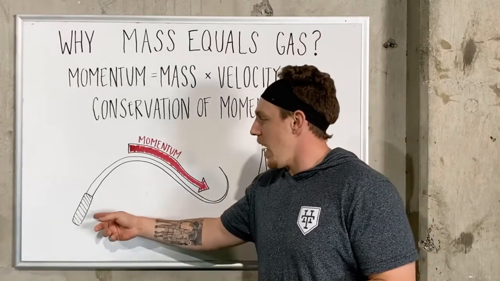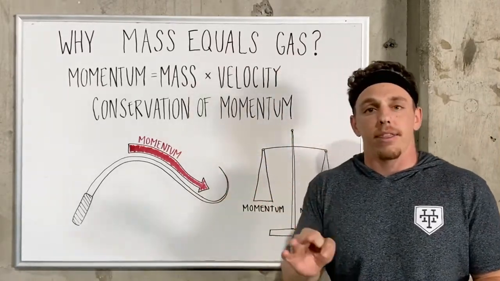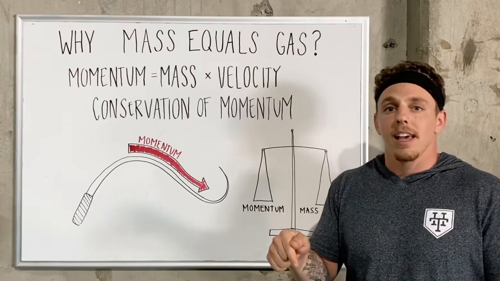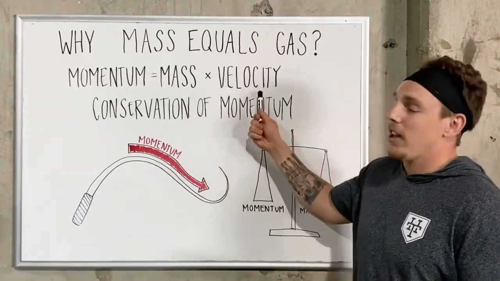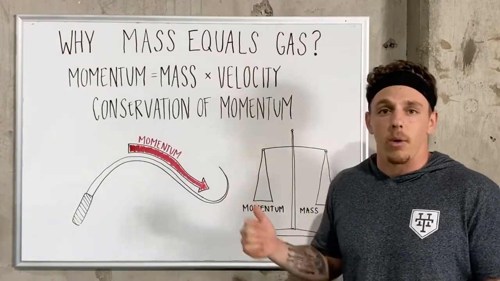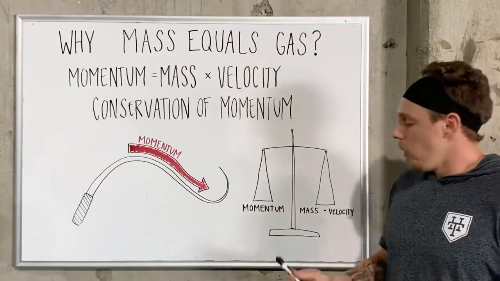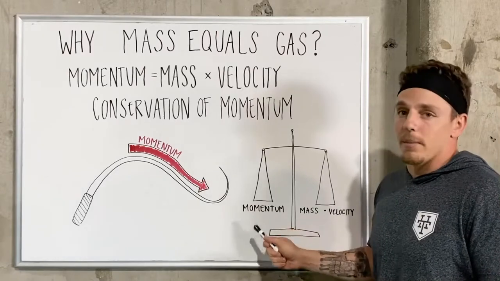But as it goes down, the whip gets thinner and thinner. So the mass drops. And in order to match that same amount of momentum, we know that velocity has to increase to keep that equation the same. It's like a scale. One of those has to increase to match the momentum.